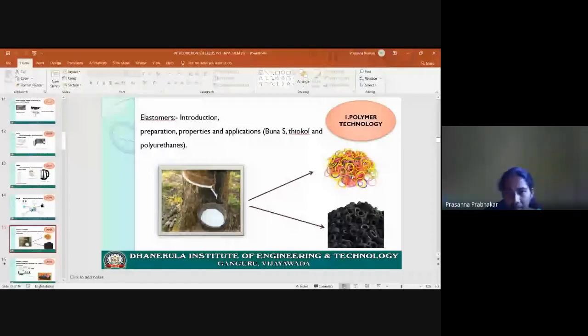In the elastomers topic, we will discuss the introduction. So what is natural rubber? What is synthetic rubber? What are the differing characteristics between synthetic rubbers and natural rubbers? How to prepare some synthetic rubbers like GRS, thiokol and polyurethanes, and what type of properties these synthetic rubbers have and where they are used. So all that information we will discuss in further classes in elastomers.